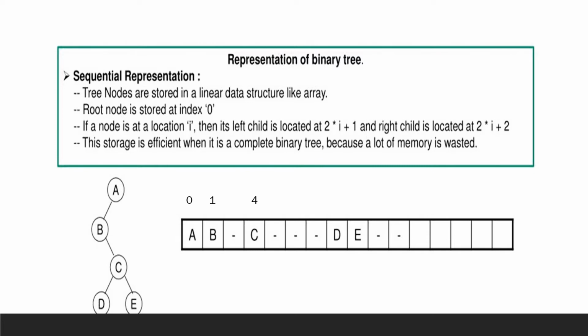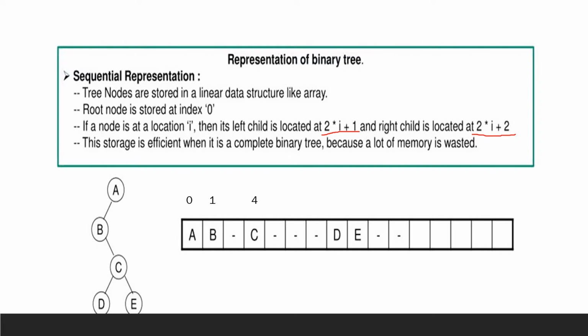Representation of tree in sequential representation. So tree nodes are stored in a linear data structure like an array. Root node is stored at index 0, and if the node is at the location I, then the left child is located at 2 star I plus 1, and the right child is located at 2 star I plus 2.